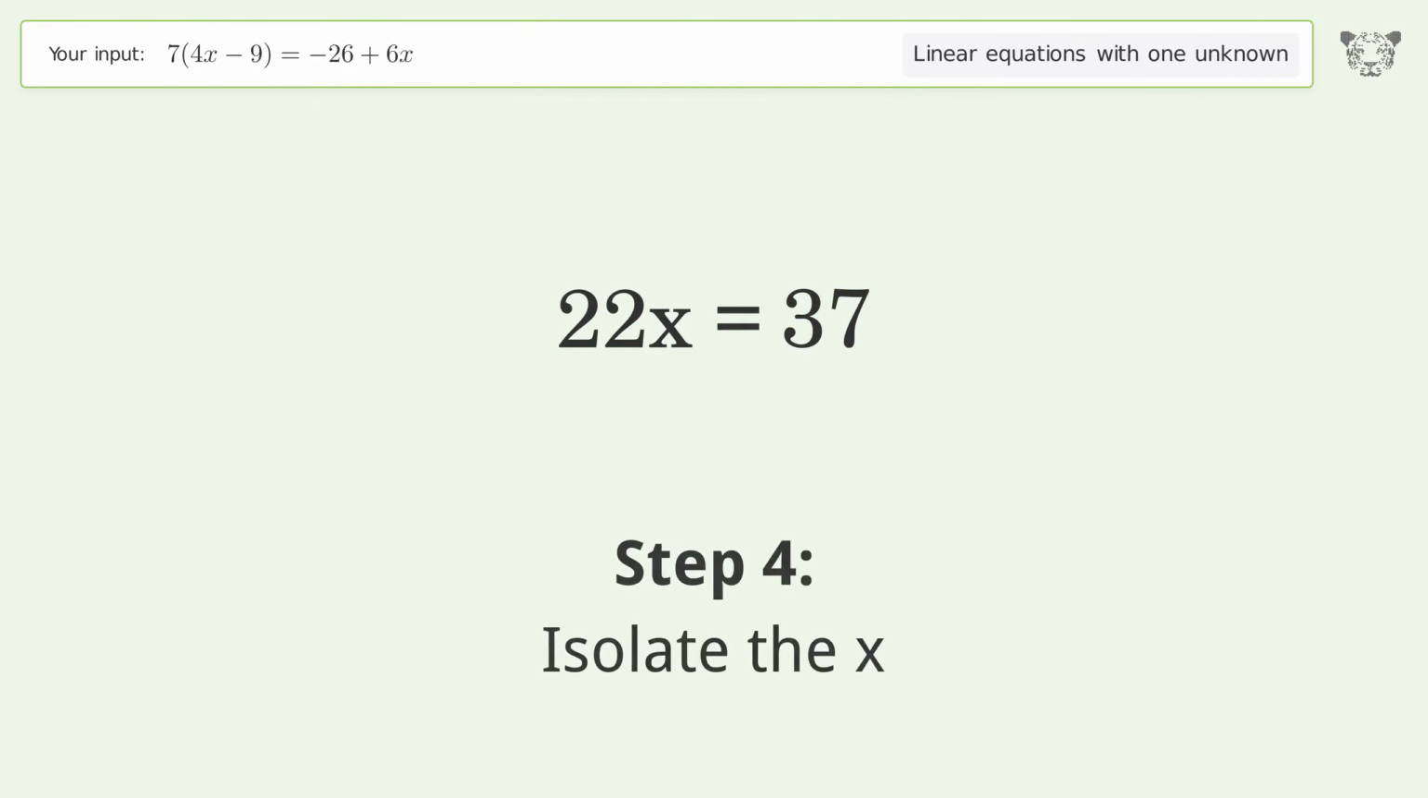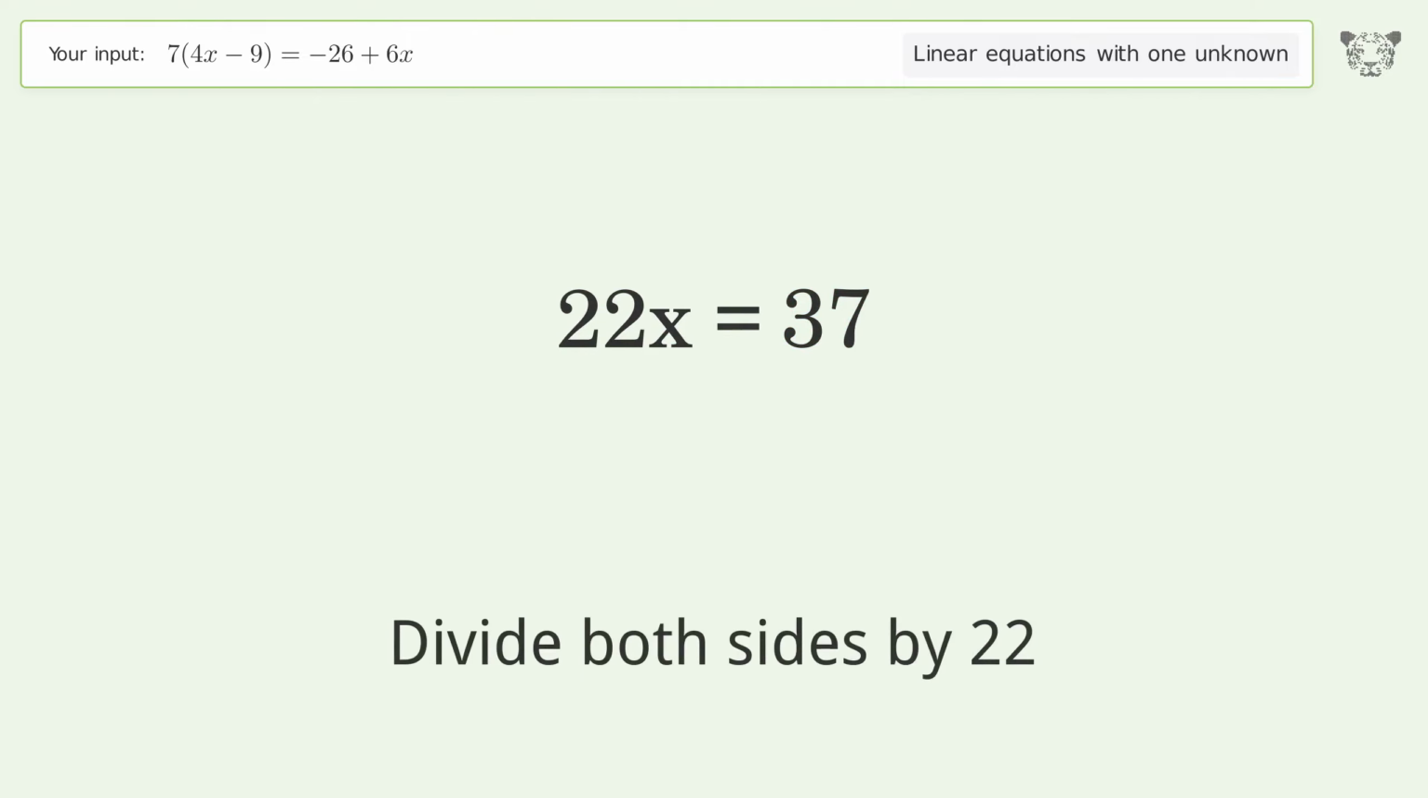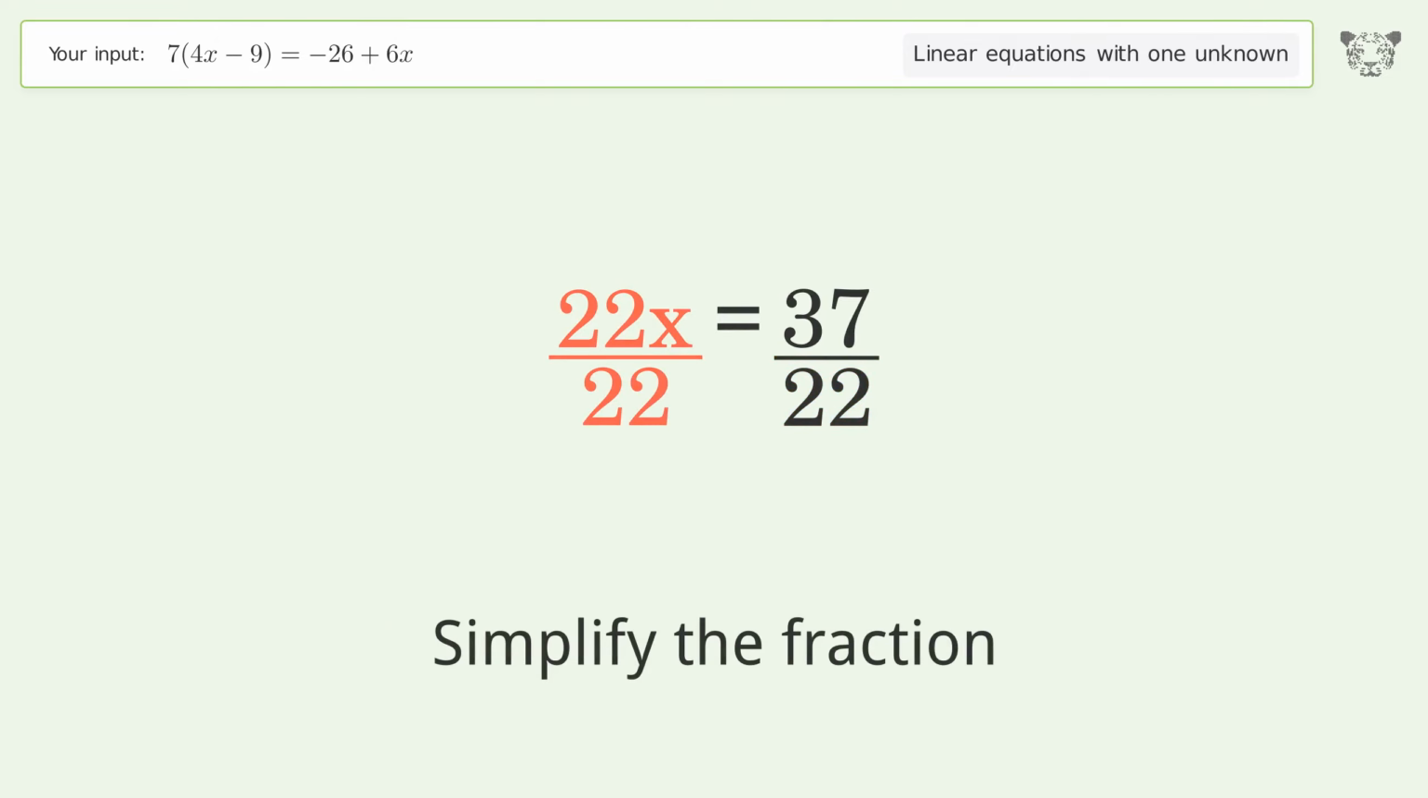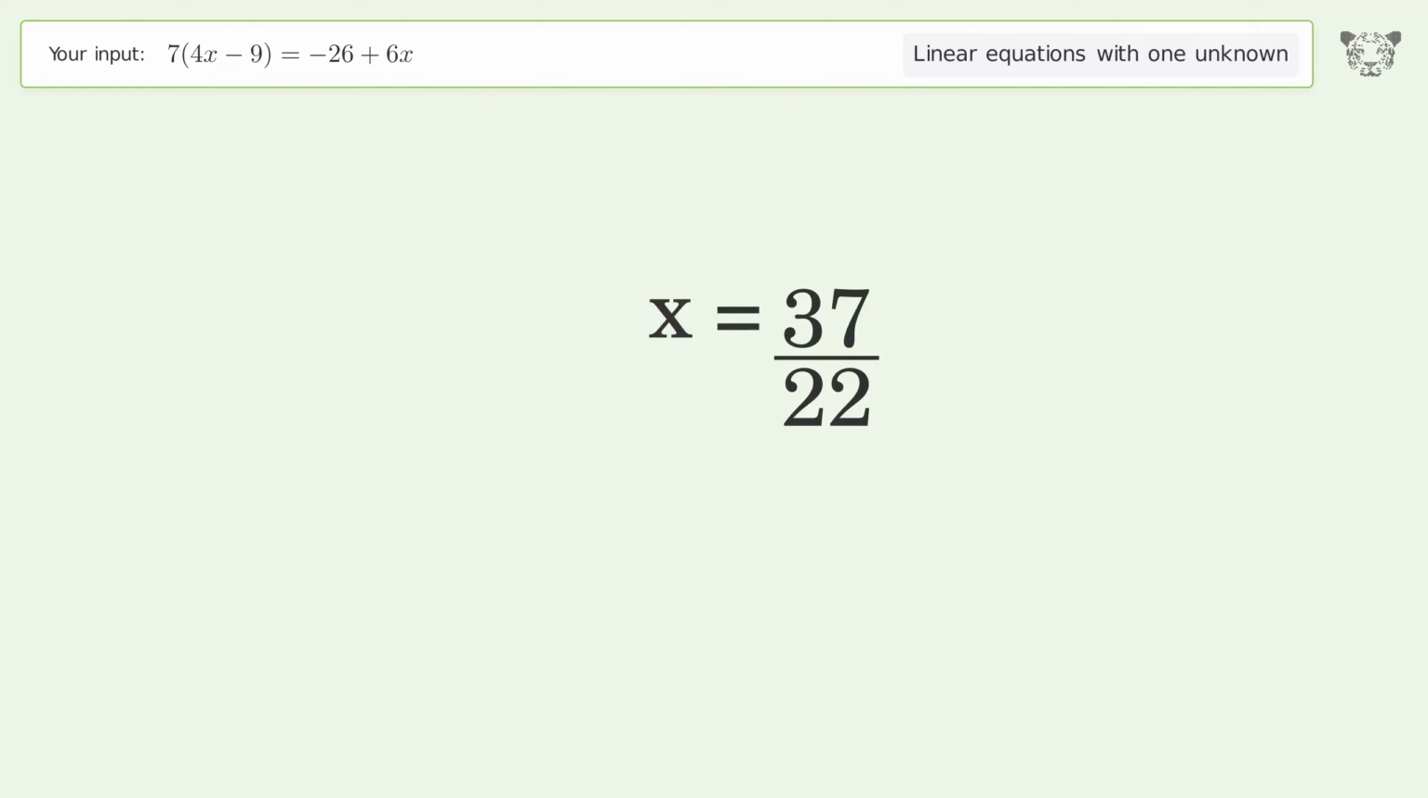Isolate the x. Divide both sides by 22. Simplify the fraction. And so the final result is x equals 37/22.